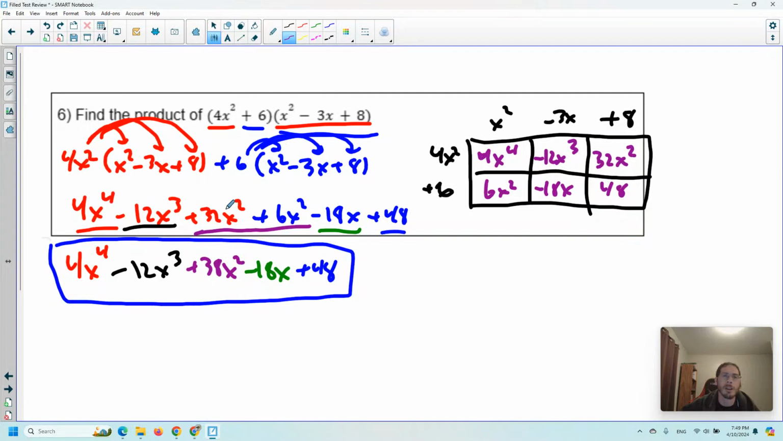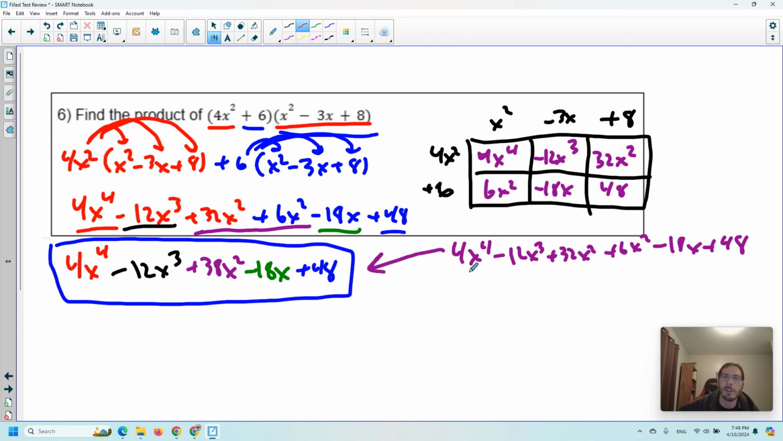Now look, we got actually all of the exact same things here. So when we go ahead and add up all of these areas, 4x to the 4th minus 12x cubed plus 32x squared plus 6x squared minus 18x plus 48, we actually get the exact same answer because we have all of the exact same terms. We get 4x to the 4th, minus 12x to the 3rd, 32x squared and 6x squared, minus 18x, and then plus 48. So we get all of the same stuff. And again, that one actually didn't take up too much space either.